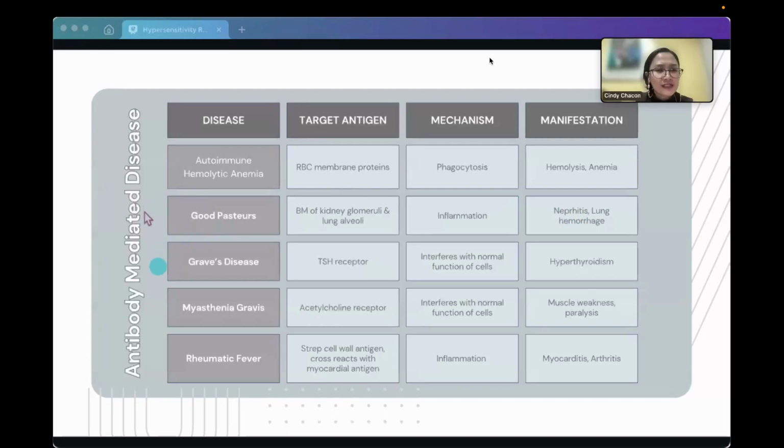You have Graves' disease and myasthenia gravis, which I already discussed earlier. And then you also have rheumatic fever, wherein the target antigen is your strep cell wall antigen, which cross-reacts with your myocardial antigen. It causes inflammation and leads to myocarditis and arthritis.